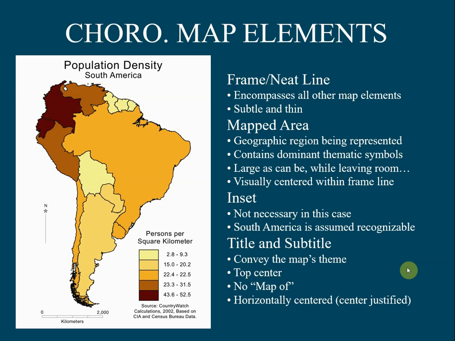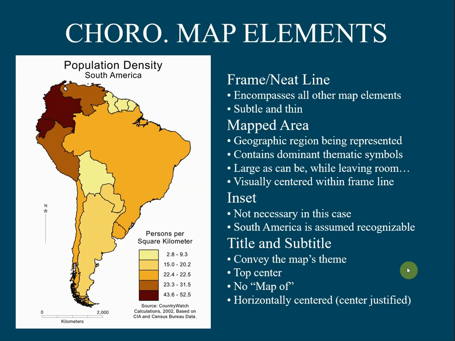All right, our mapped area, the geographic region that's being represented. What are we looking at? Where are we looking at? It needs to contain our dominant thematic symbols. So we need to make sure that whatever is shown in our legend is actually on our map. That's important. It needs to be as large as possible, while leaving just enough room for our other map elements. If I were able to make South America any bigger here, I would.